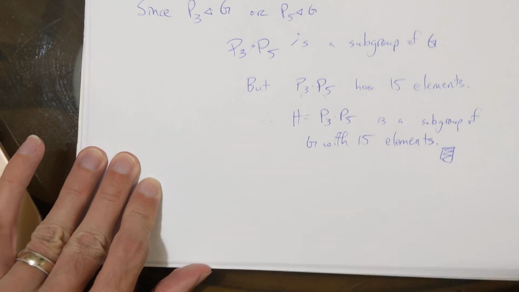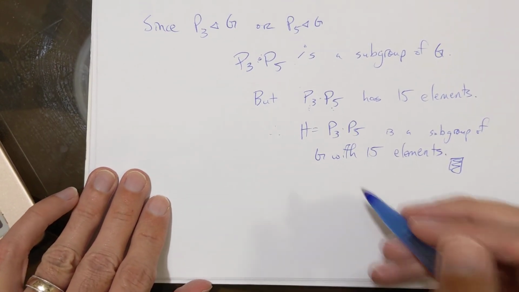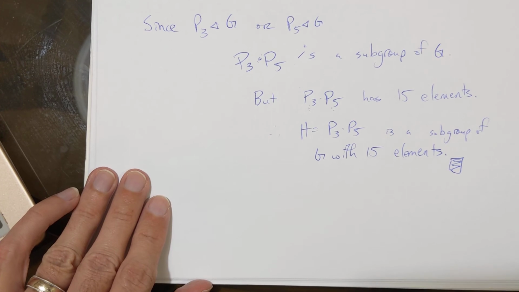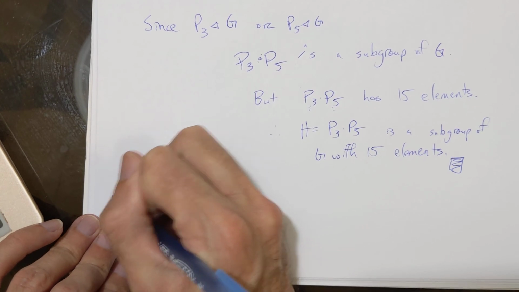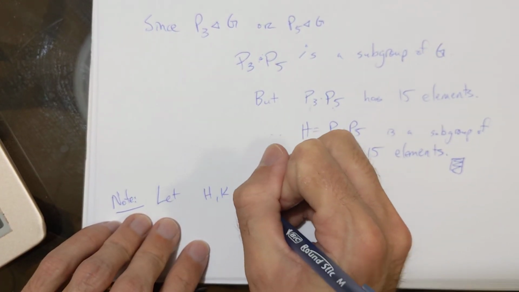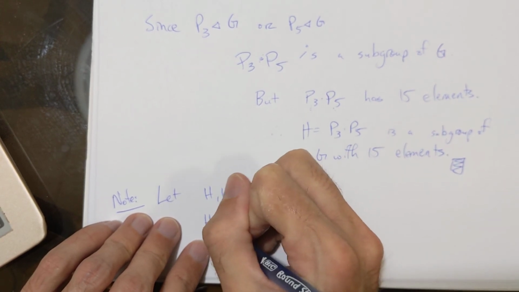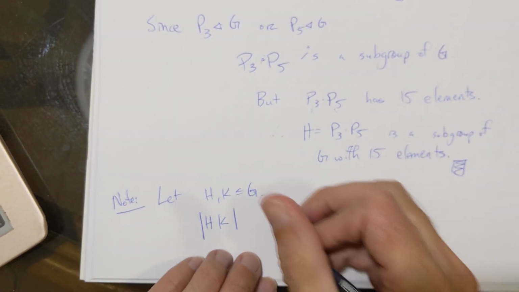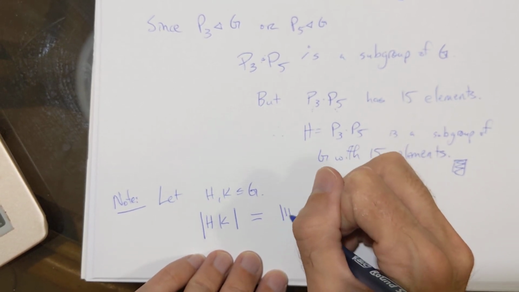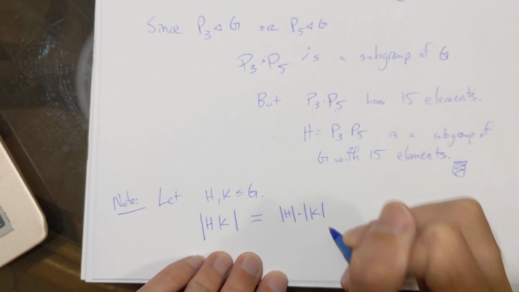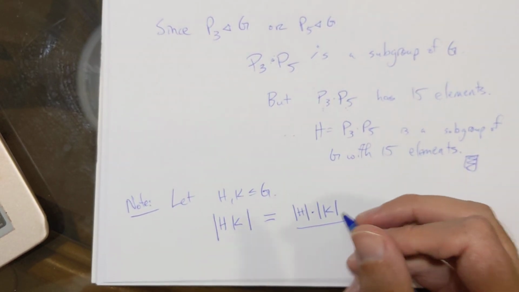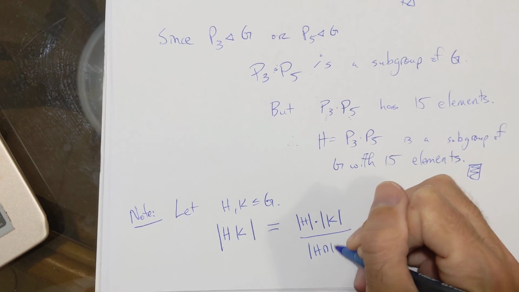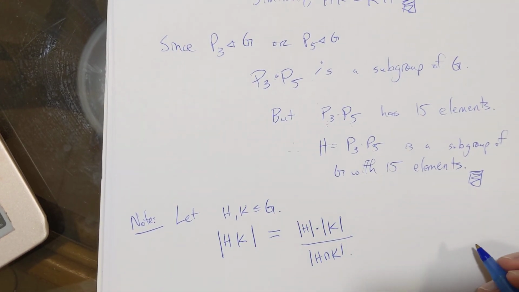Let me leave you with one last note. Let H and K be subgroups of G, then the number of elements of H times K, well, that's just the number of elements of H times the number of elements of K, divided by the number of elements of H intersect K, right?